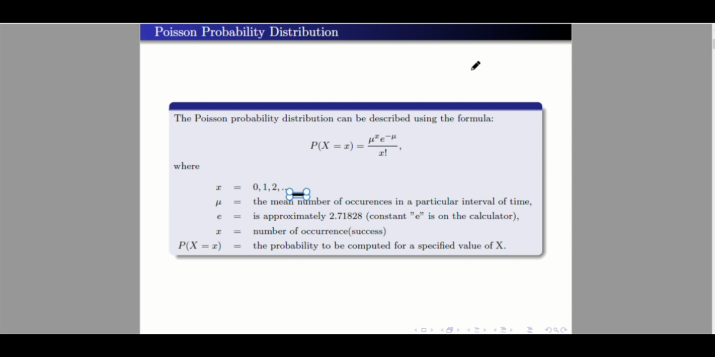So mu is the mean number of occurrences in a particular interval of time. Take note of this, in a particular interval of time. e, of course, is approximately 2.71828. And x is the number of occurrences. So this usually appears in the question.